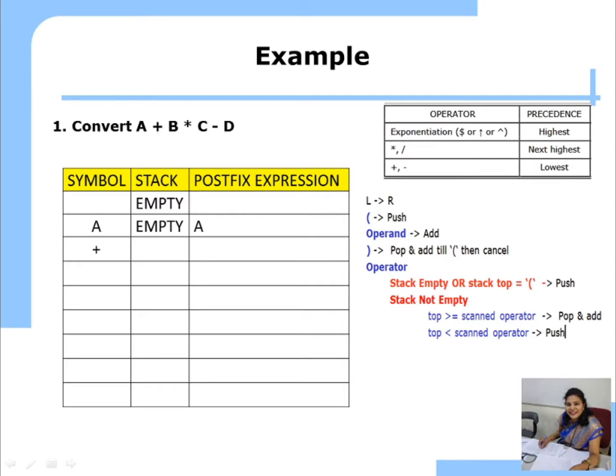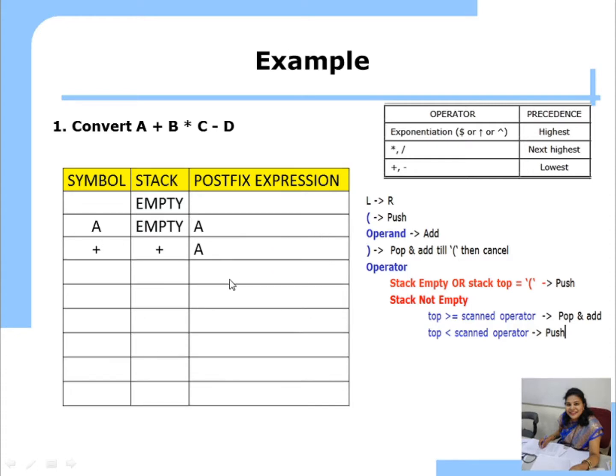The next after A, what is present here? Plus. So scan it. We check whether it is left parenthesis, right parenthesis, operand or operator. It is an operator. Now when an operator is encountered, there are two cases: whether your stack is empty or not empty. Your stack is empty. See here, your stack is empty. So what operation are you going to perform? Push. So push the operator onto the stack. As I told you, push and pop operations are performed on the stack. So we are going to push plus here. Till now the stack was empty, but now the stack has one operator, that is plus.